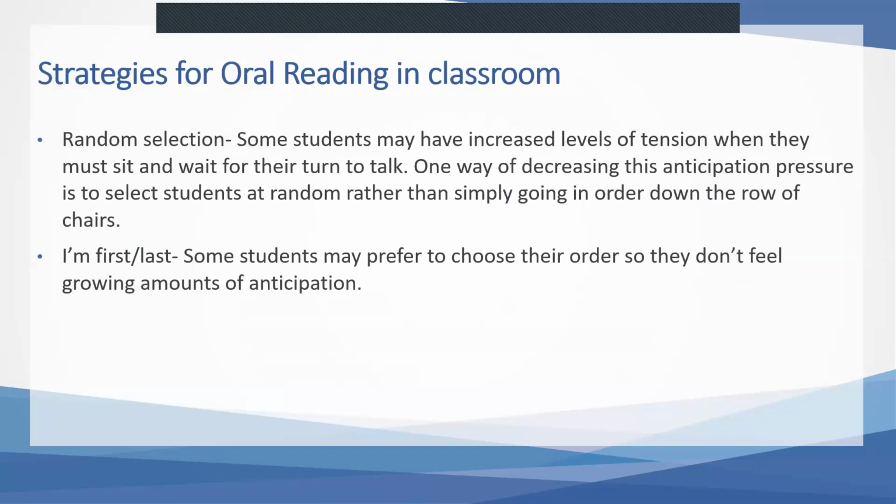Some children may prefer random selection. Some students may have an increased level of tension when they must sit and wait for their turn to talk. So one way of decreasing this pressure is to select students at random. A lot of kids would like the opposite, and they would like to choose their order. So I'm first, I'm last. Can help them so they don't feel growing amounts of anticipation and waiting.